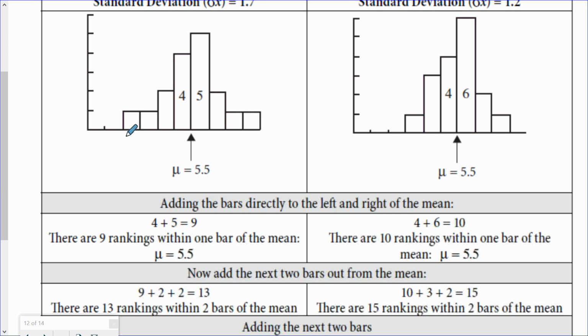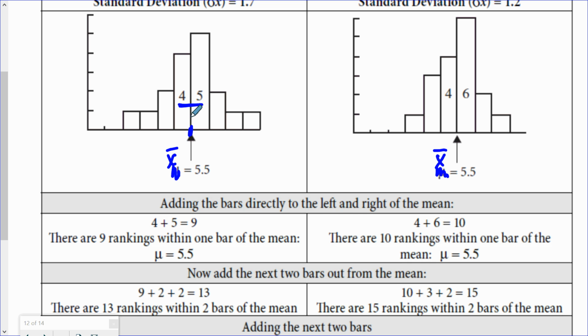So our mean, they're using mu here. I'm going to just change that to X bar, just because that's how our calculators tell us it. So the mean was 5.5 for each of them, right? We said the mean was the same. So the mean is kind of in between here. It says adding the bars directly to the left and the right of the mean. So that's these two bars. So 5.5 is right here, because this is the bar for 5 and this is the bar for 6.